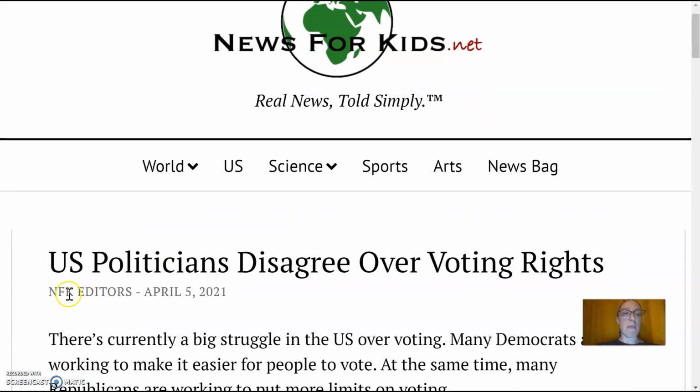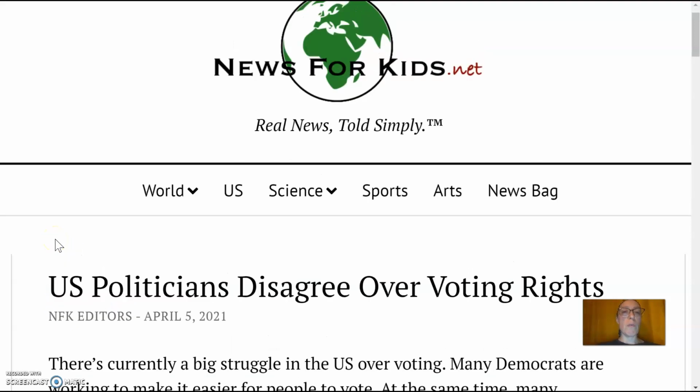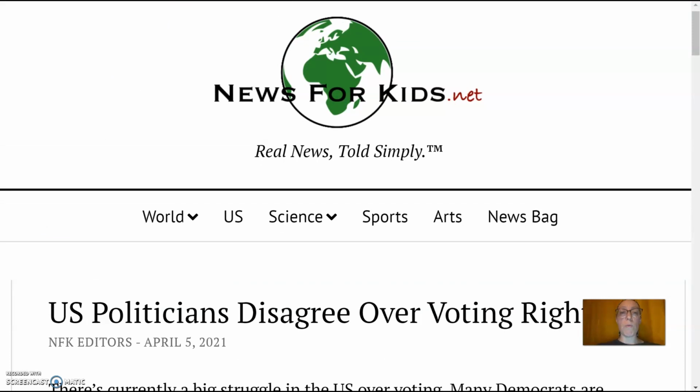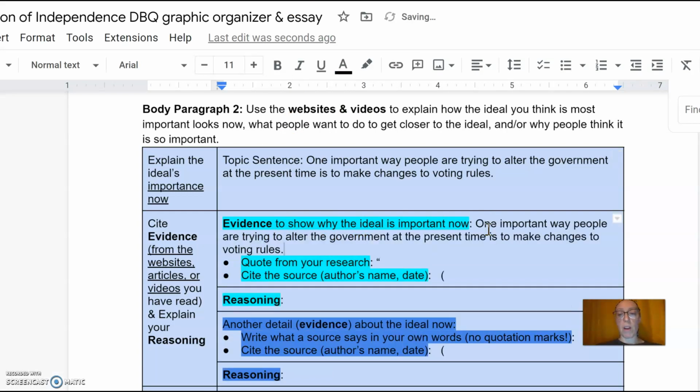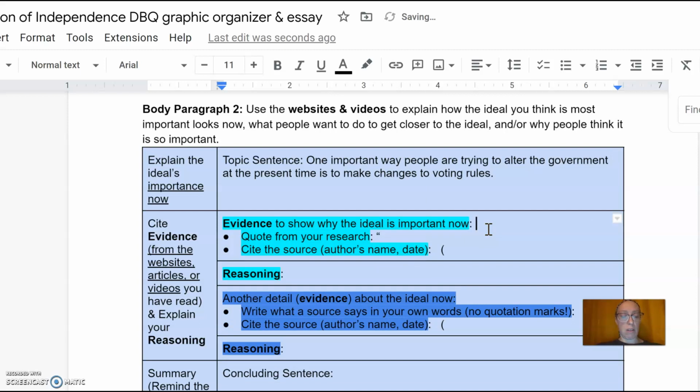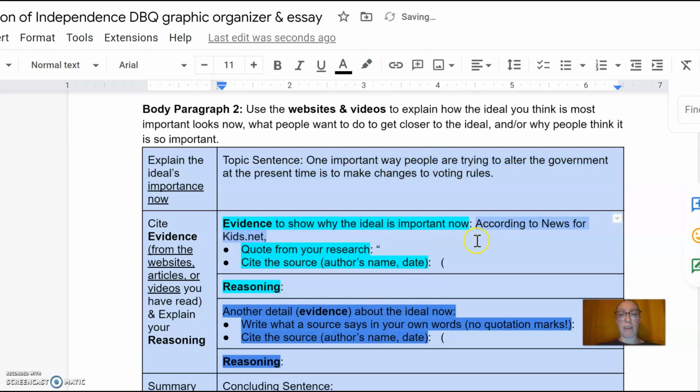The author's name on an article is usually right underneath the title. Sometimes it's at the end instead. Try to find the author's name. In this case, it doesn't have an author's name, just NFK editors. So normally I would introduce it by telling who wrote this quote. But instead, I'm going to need to just introduce where it came from. There we go. According to newsforkids.net, that's my introduction right there.